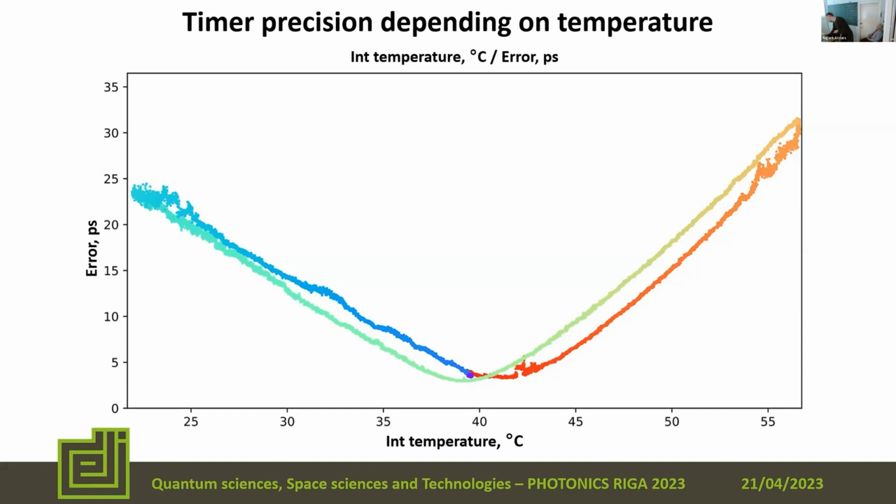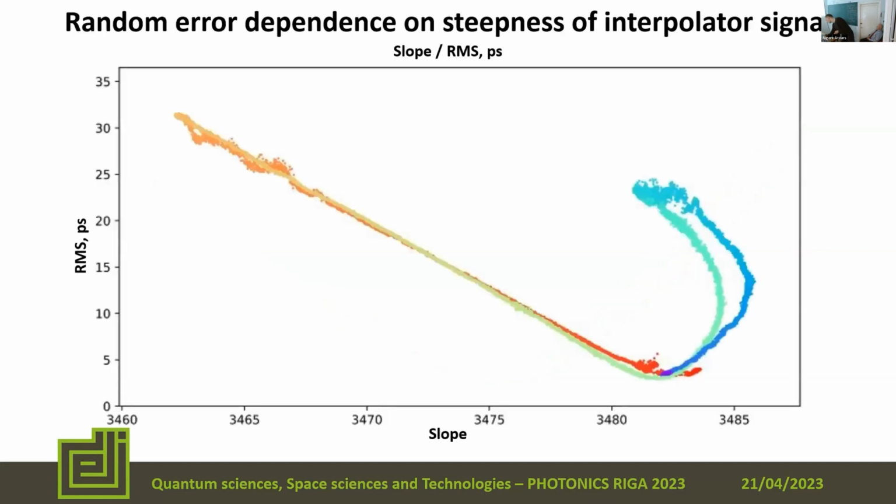And this same graph can be drawn in a different way, where now we have the error on the y-axis as well, but on the x-axis we have the slope of our secondary signal that we generated. So when the temperature is below room temperature, that is below 22 degrees, then the slope is similar in its value. And when the temperature is increased above room temperature, then the slope starts decreasing as the temperature increases.